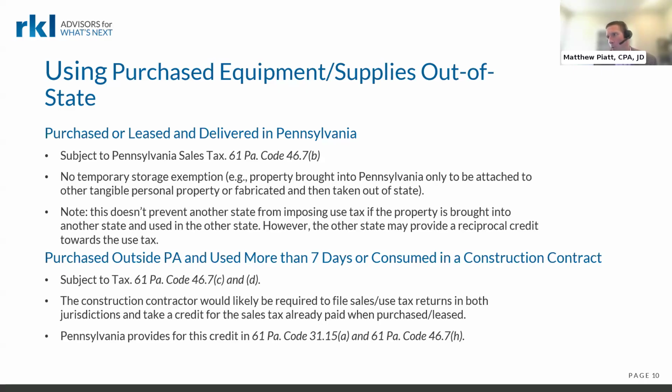So what about if it's purchased outside Pennsylvania and used for more than 7 days or consumed in a construction contract? Pennsylvania would say that is subject to tax. The construction contractor would likely be required to file sales and use tax returns in both jurisdictions and then take a credit for the sales tax that was already paid. So that's how it generally plays out. If you already paid the sales tax, you're going to get credit against the use tax. And then we just provide the site for where Pennsylvania provides for this credit. But this is going to be similar across other states as far as how the credit mechanism works.